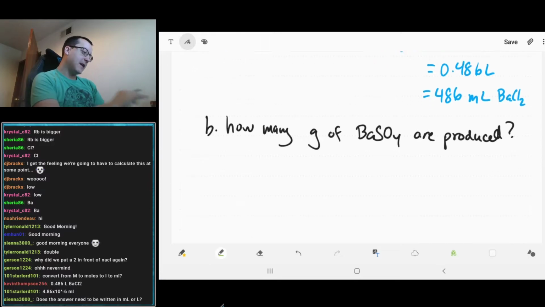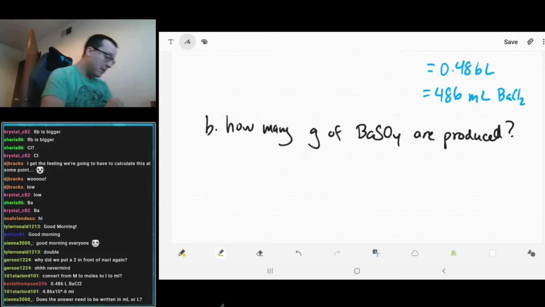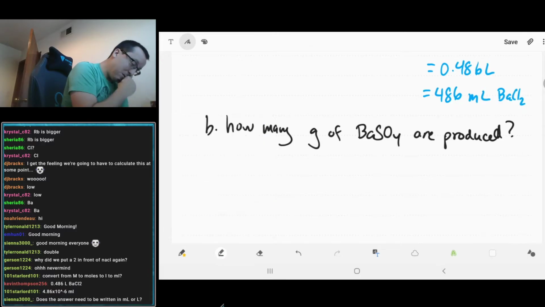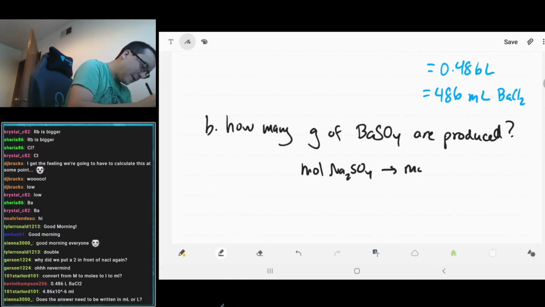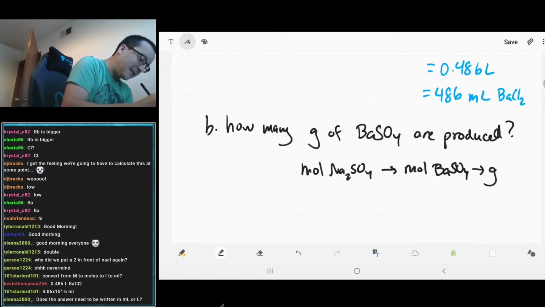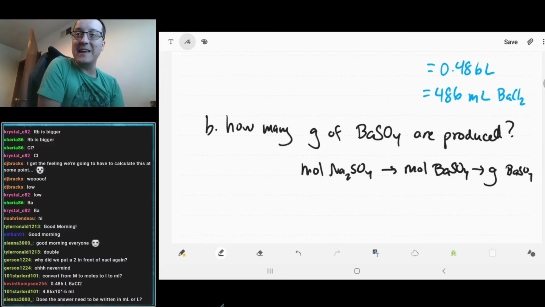So this time we're looking for how much barium sulfate would be produced in grams. Slightly different, but again, should not be new. Remember, we can go from moles of sodium sulfate to moles of barium sulfate. Right? That's part of our reaction. So, since this question is asking for grams, that'll be the end unit that we have.